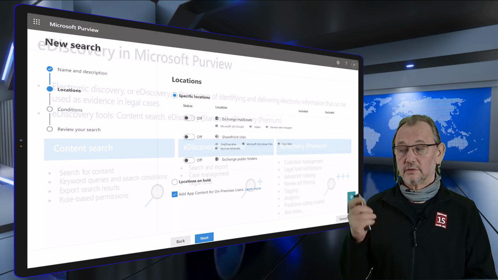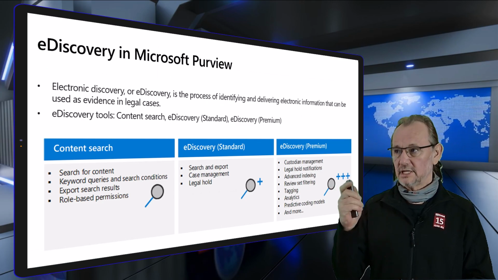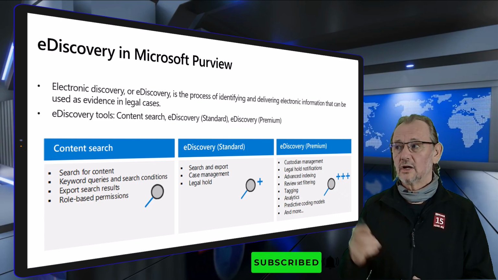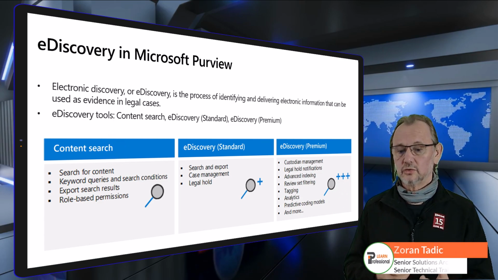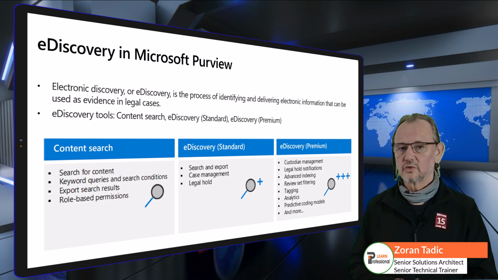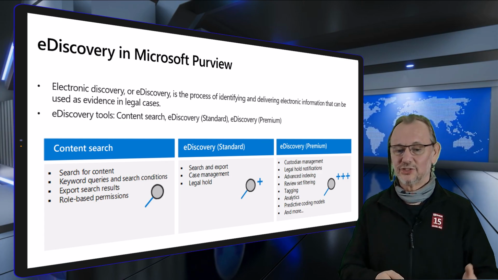Microsoft Purview provides three e-discovery solutions: Content Search, e-discovery Standard, and e-discovery Premium. Content Search uses the Content Search tool to search for content across Microsoft 365 data sources and then export the search results to the local computer.